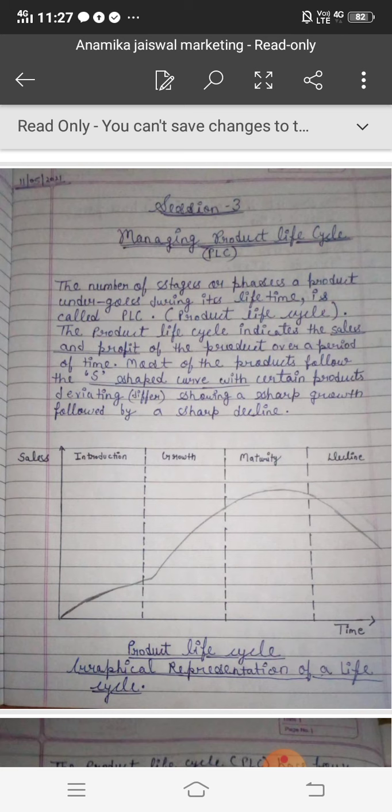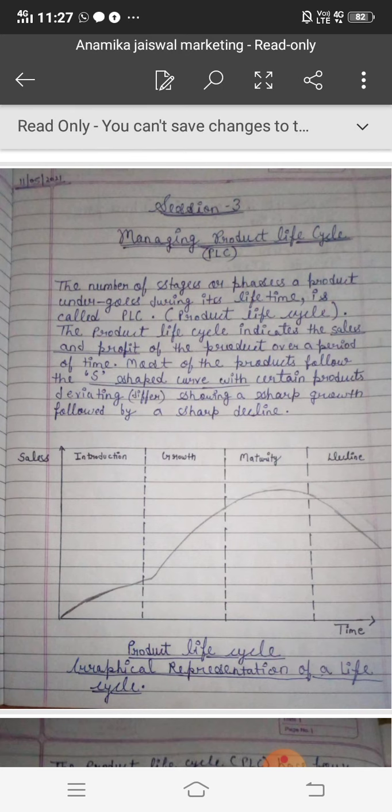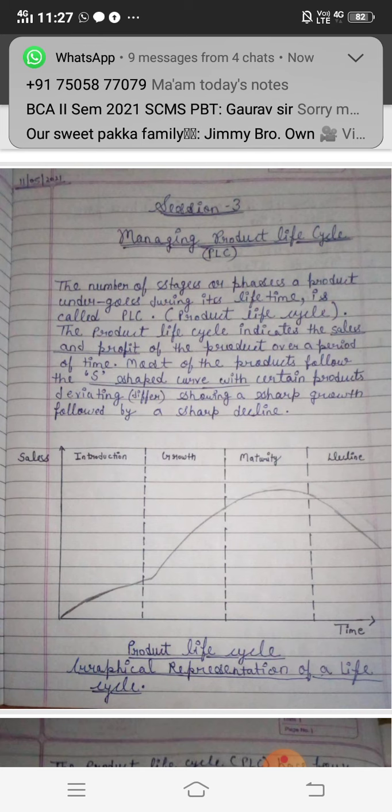So the definition can be: the number of stages or phases a product undergoes during its lifetime is called PLC, or product life cycle. So here is the definition, meaning the number of stages or phases a product undergoes during its lifetime is called PLC. The product life cycle indicates the sales and profit of the product over a period of time.